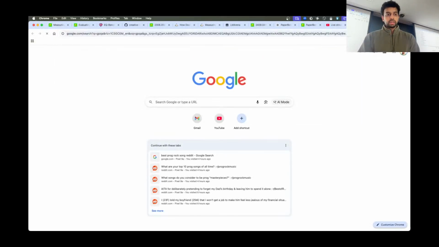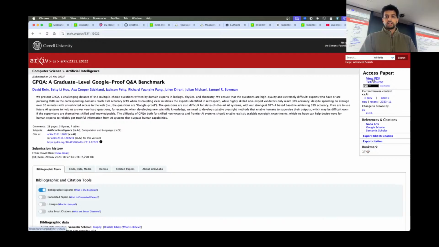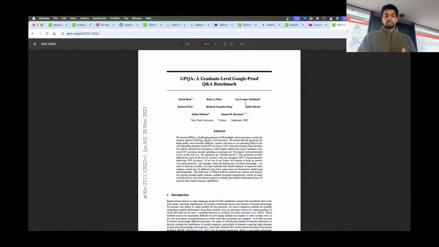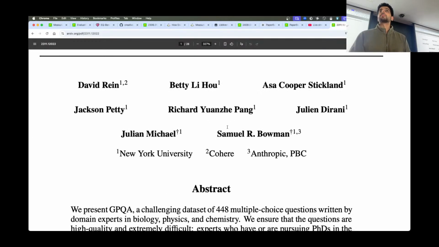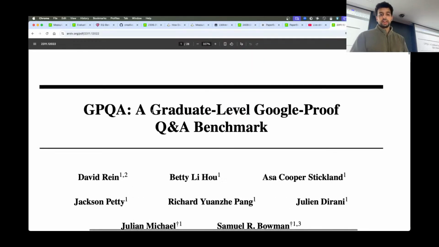I also want to quickly show this benchmark, which is an upgraded version where they have domain experts write questions, and they have other people try to answer the questions with full access to Google. They give them 30 minutes or an hour to try and figure out the answer by searching as much as they could. And they take the subset of questions which the people trying to answer them failed to answer correctly. So they call it the Graduate-Level Google-Proof QA benchmark.